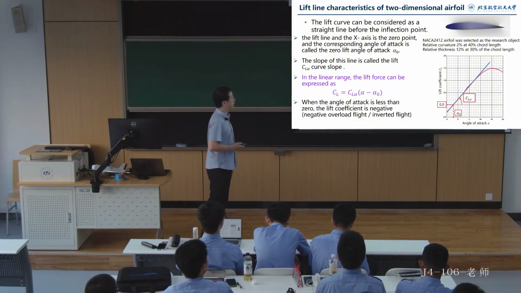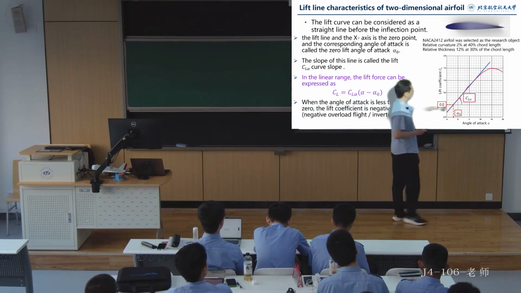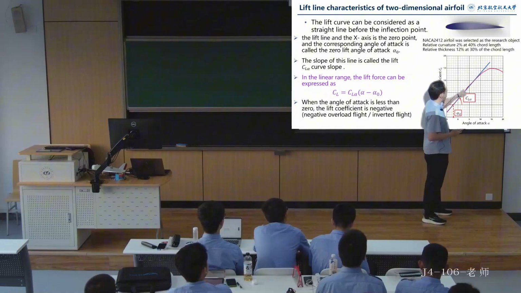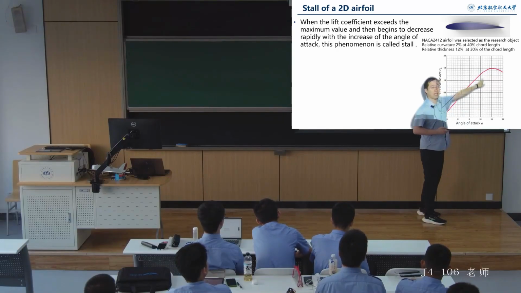We say that from here, as the small angle of attack continues to increase, to a certain extent, it begins to exhibit a nonlinear characteristic. After it changes from a straight line to a curve, at a certain angle of attack, it reaches the maximum value of the lift coefficient.